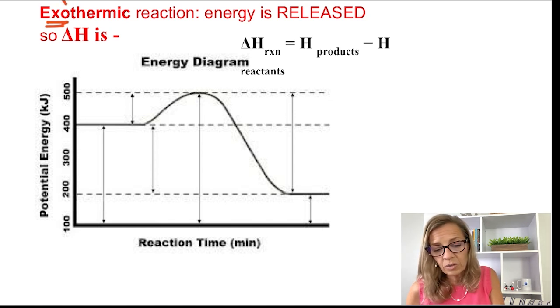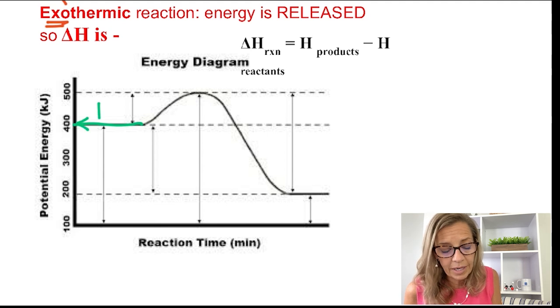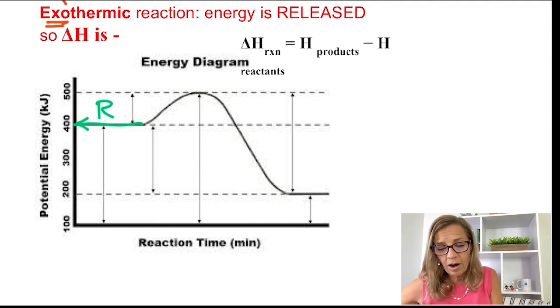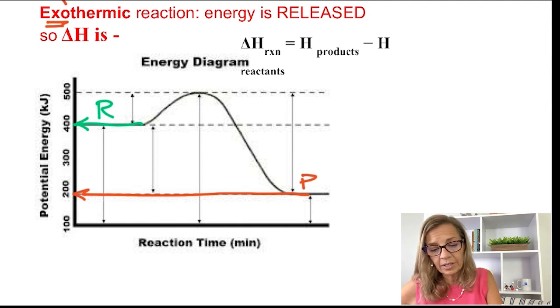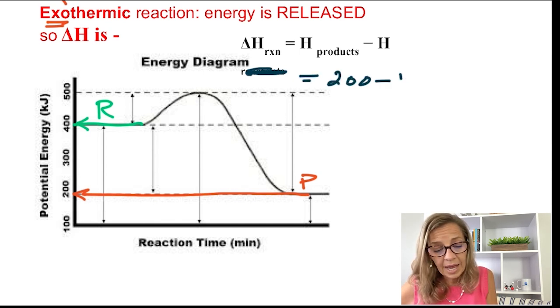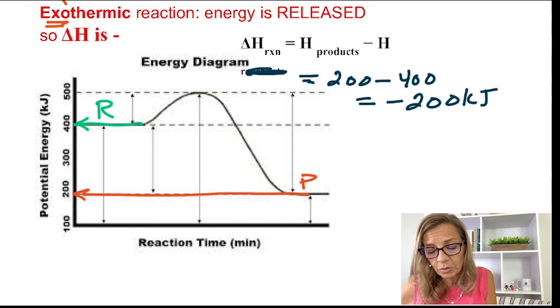So let's look at this one. We start off with our reactants. Our enthalpy is about 400. And then our products end up way down here. We're at about 200. Okay, so let's do our calculation for the change in enthalpy. The products was 200, the reactants 400, and that's going to be equal to negative 200 kilojoules.